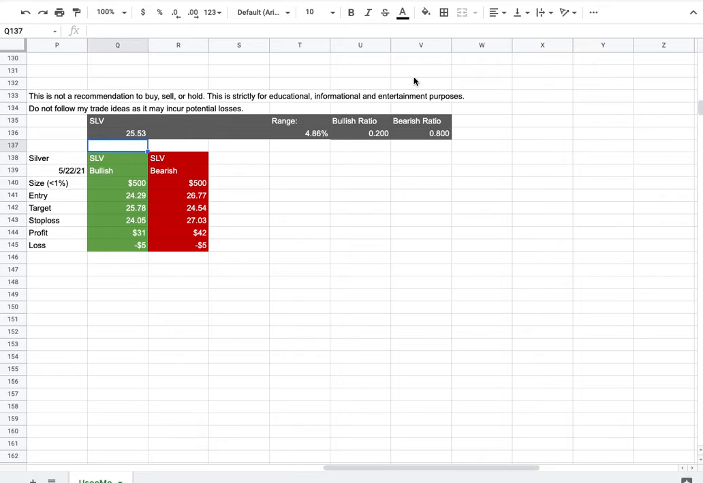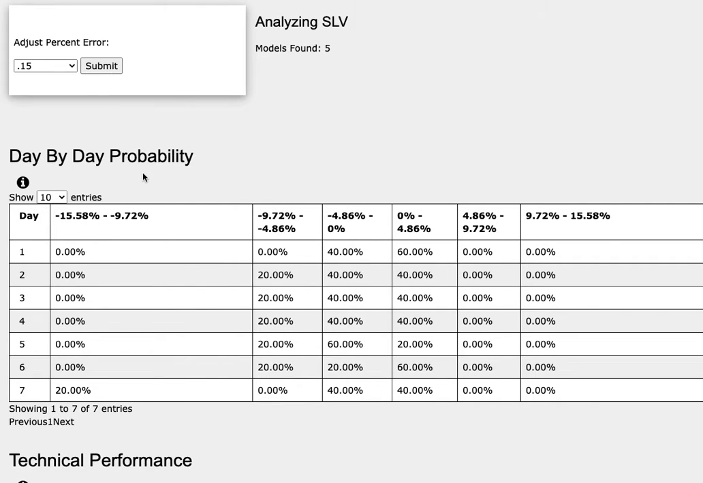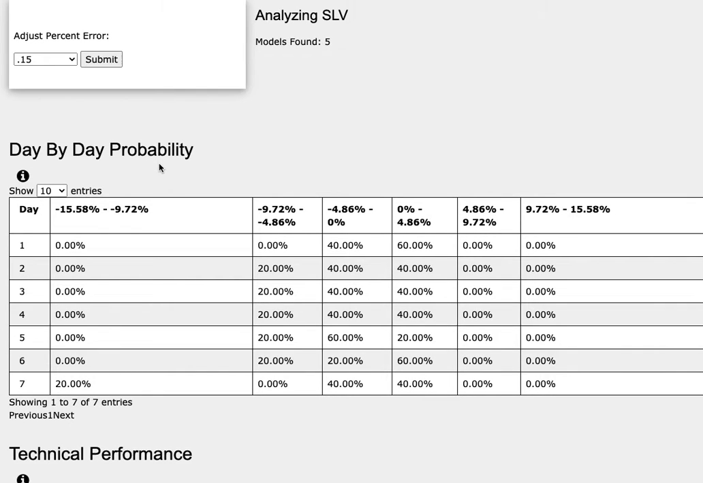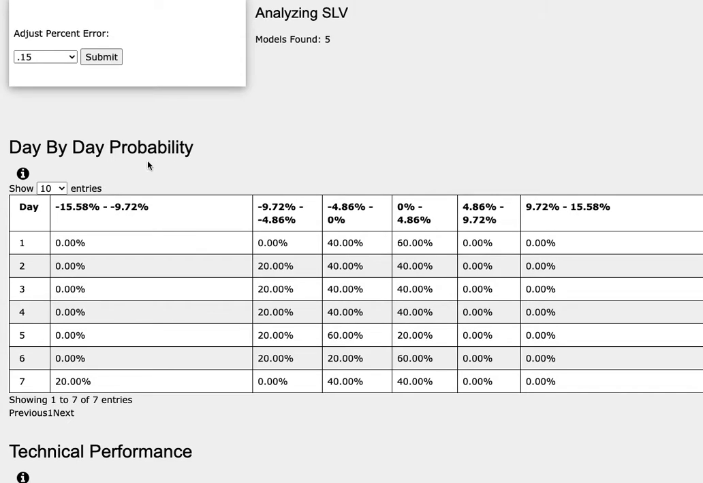So how did I develop these trade ideas? It all comes from the day-by-day probability model, which is available in the link below, so do check it out. As we progress to the 5th day or week of trading, silver futures has a 20% chance to climb between 0 to 5%, a 60% chance to fall between 0 to negative 5%, and a 20% chance to fall between negative 5 to negative 10%.